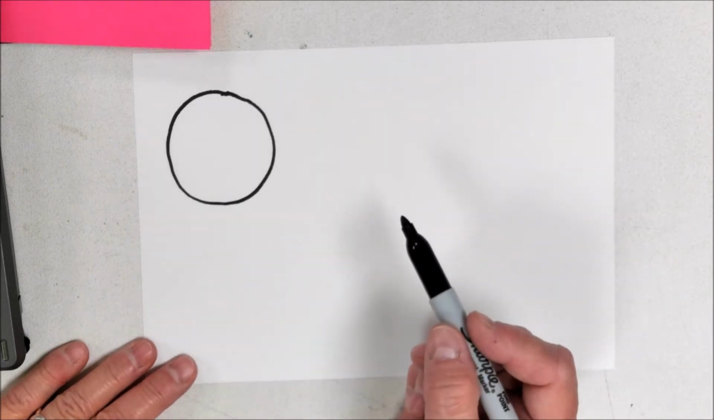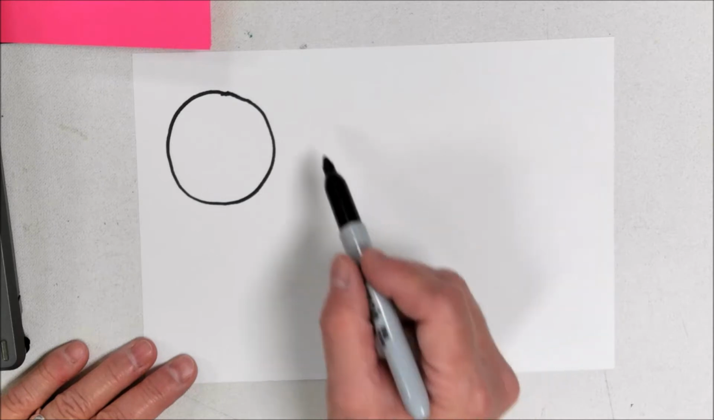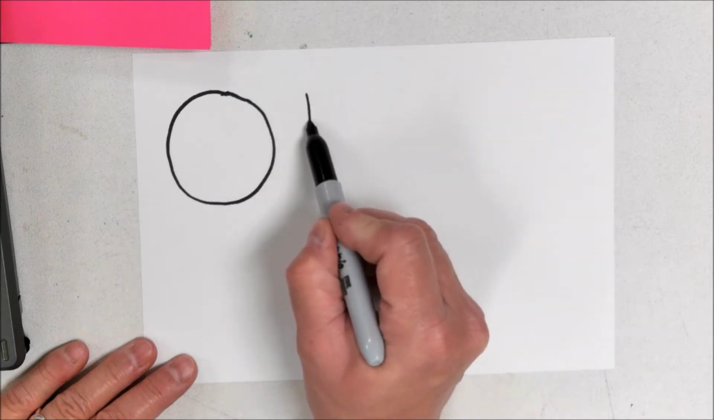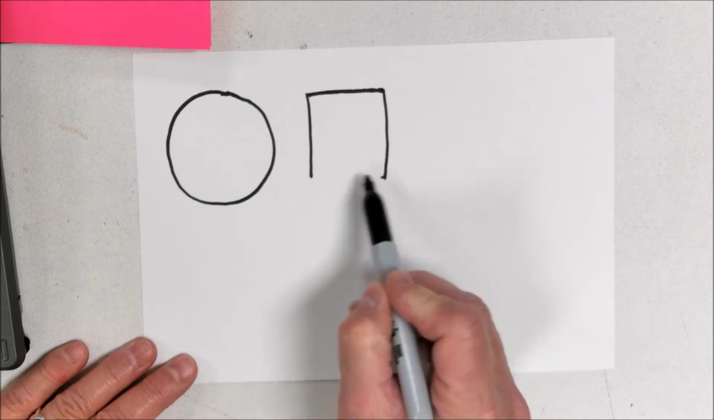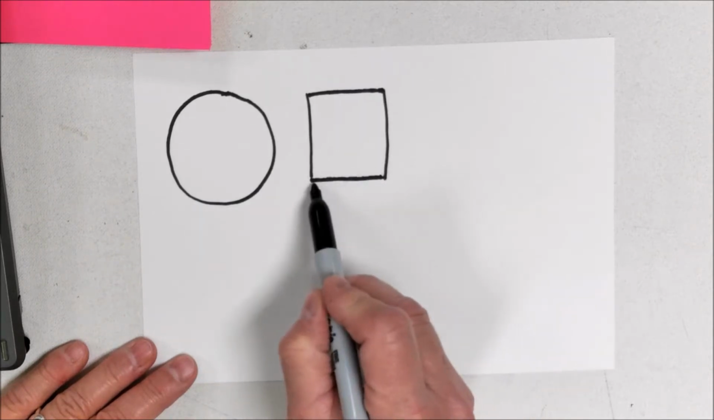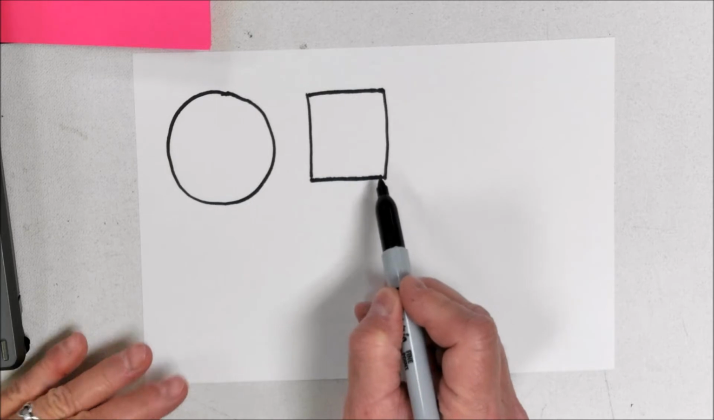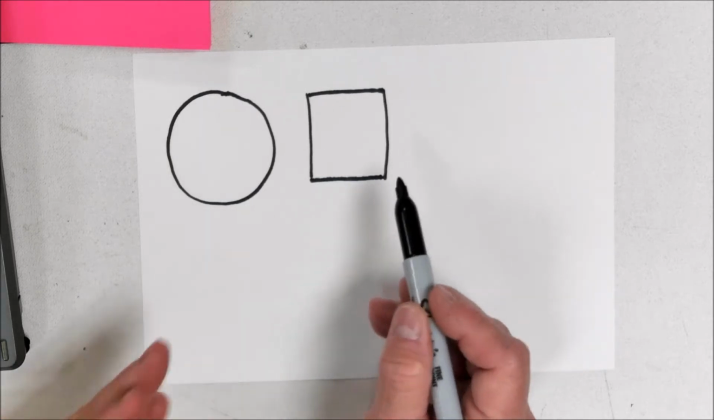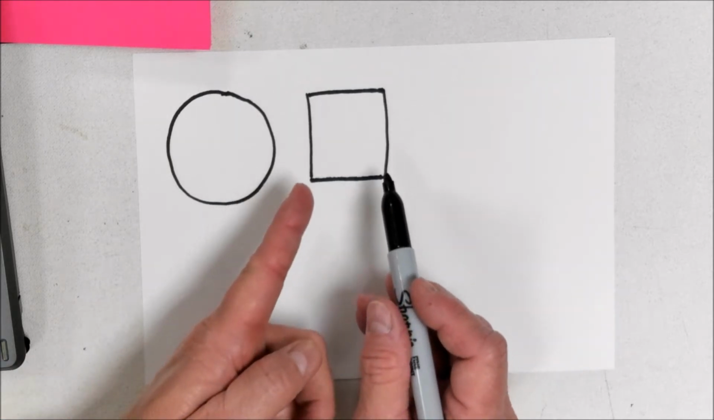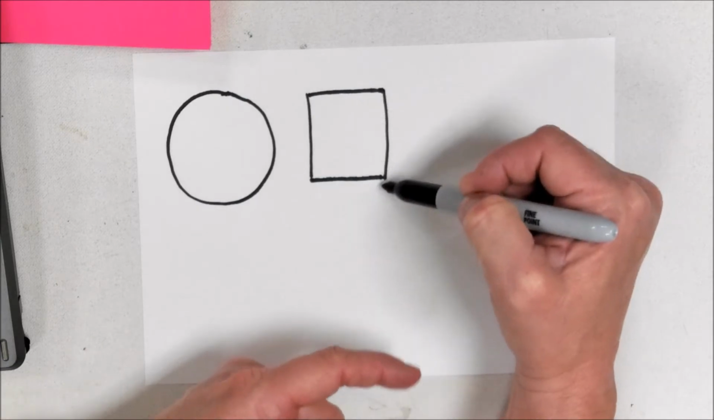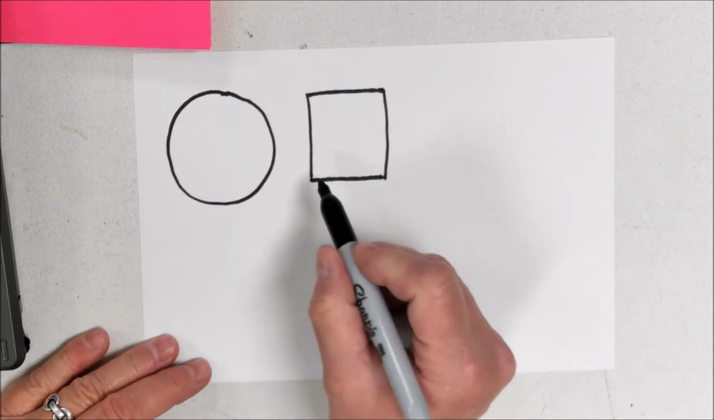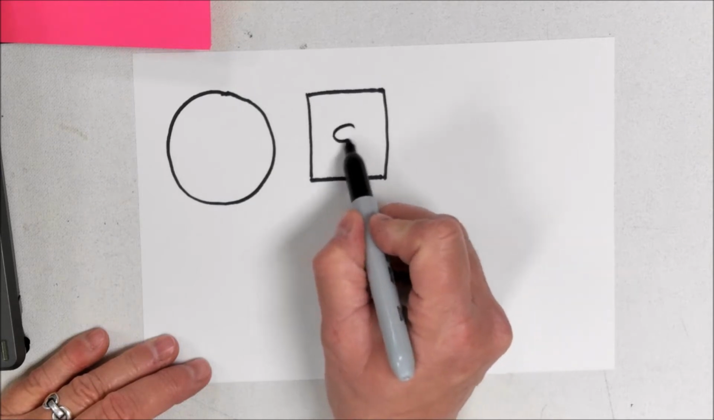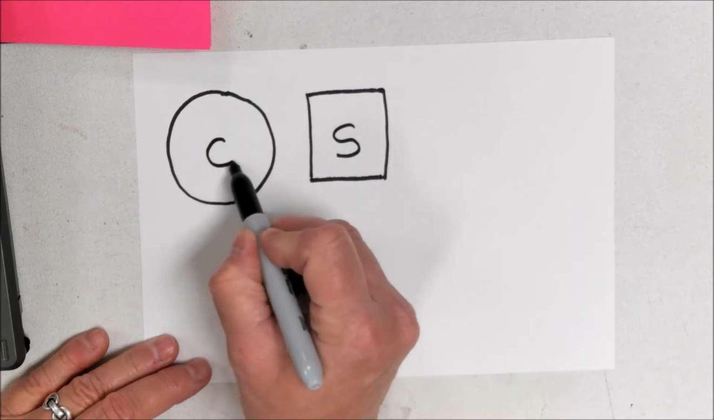We talked about a square, which is a shape that has four sides that are the same. By the same, I mean that this side is the same length or the same size as the one over here on the side. So this is a square. And a square starts with the letter S. A circle starts with the letter C.